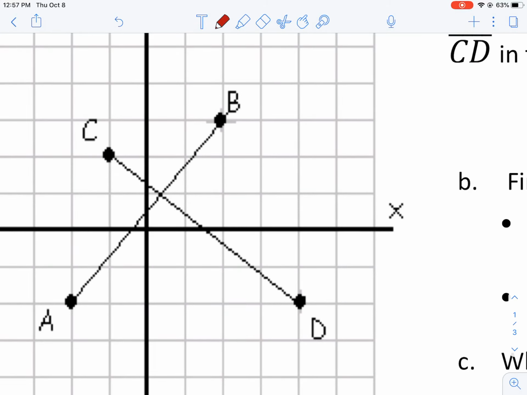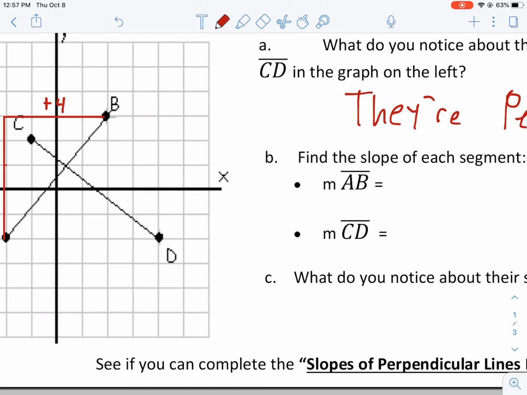So I'm going to do AB first, all right? So we're going to be going up and then over. So if I count, it looks like we're going up 1, 2, 3, 4, 5. So we're going up plus 5. We're going over 1, 2, 3, 4. So we're going over plus 4. So the slope of AB, rise over run, is 5 over 4.